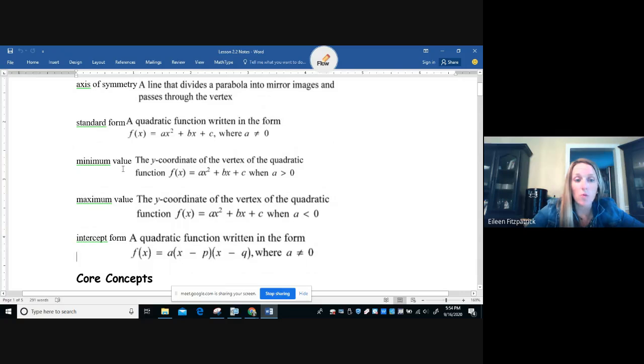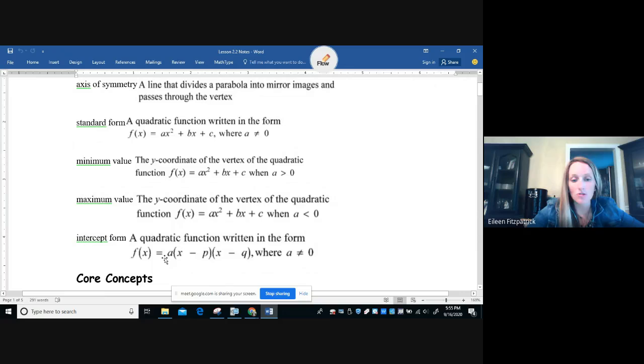Minimum value: when our parabola opens up like a U, the function has a minimum. It's the very bottom of the parabola, where the vertex is, and it's the y-coordinate of the vertex. The maximum: if our parabola is flipped upside down, if it looks like a hill, then the very tippy top of the parabola is the maximum, and again, it's the y-coordinate of the vertex.